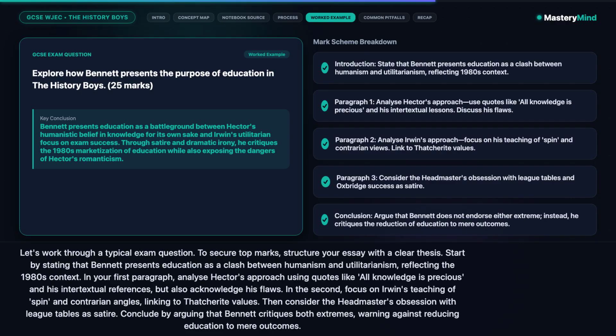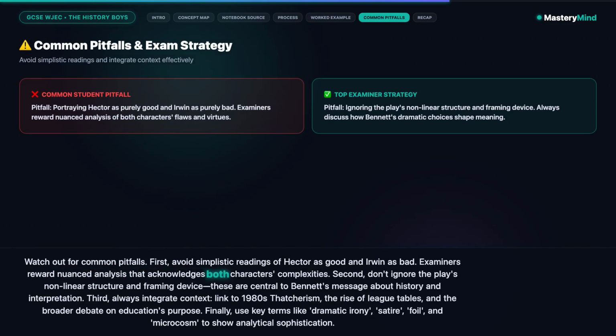First, avoid simplistic readings of Hector as good and Irwin as bad. Examiners reward nuanced analysis that acknowledges both characters' complexities. Second, don't ignore the play's non-linear structure and framing device. These are central to Bennett's message about history and interpretation.